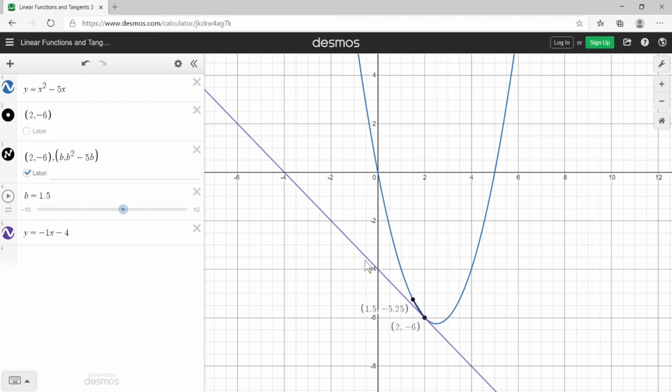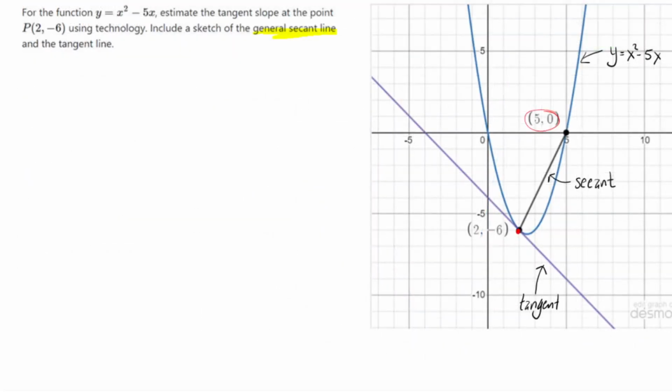So this is the basic approach that we're going to be using here. This was just to visualize that. Now we're going to go back to the problem. We're going to approach this point of tangency from the right, like that. This point up here is going to gradually move along the parabola closer and closer to this point.